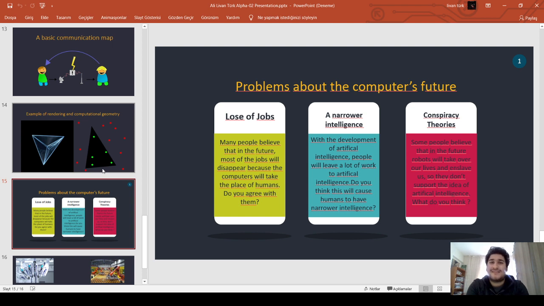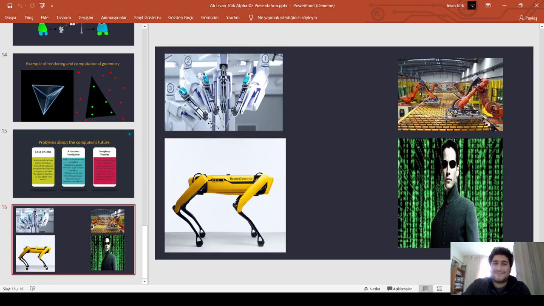Or like in Matrix, people make robots, then robots get more intelligent than people and they take over humans' lives and enslave them. Yeah, there are various conspiracy theories and people think that we shouldn't go with the artificial intelligence because they will eventually be better than us and they will take over our lives. It might be true, but I don't think that's going to happen in the near future, so I'm not really into this situation.